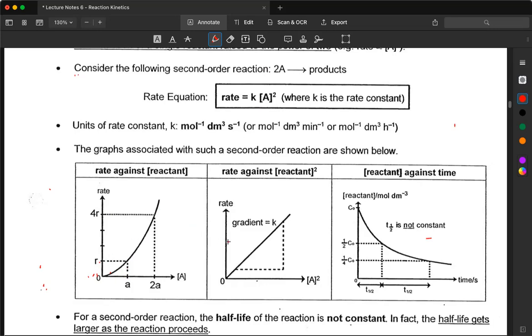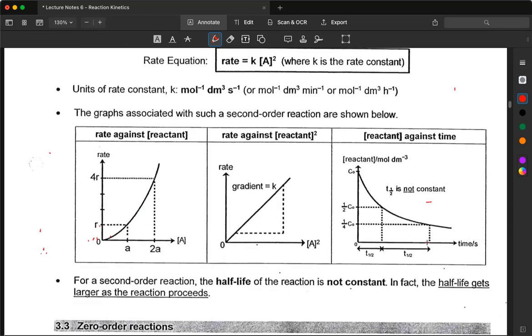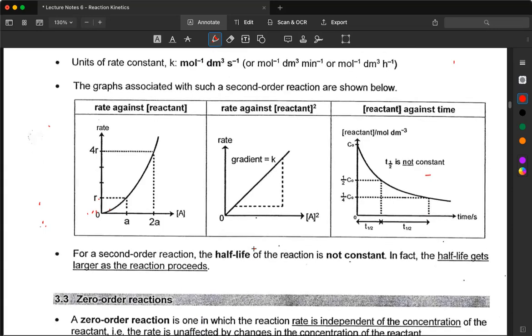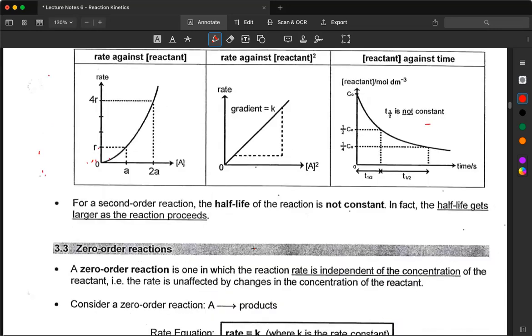If we plot the graph of rate against A to the power of 2, then it will be a direct proportional relationship. But if it's reactant against time, it will be something like this. But the half-life is not constant. We have a longer half-life in the second one. So as the reaction proceeds for second order, we will notice that the half-life gets longer and longer.